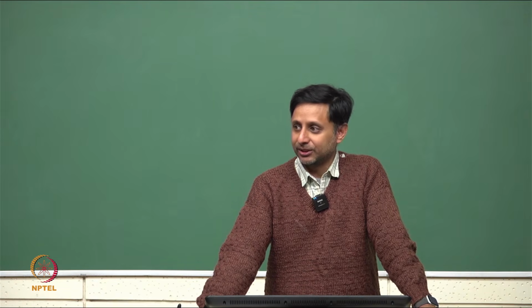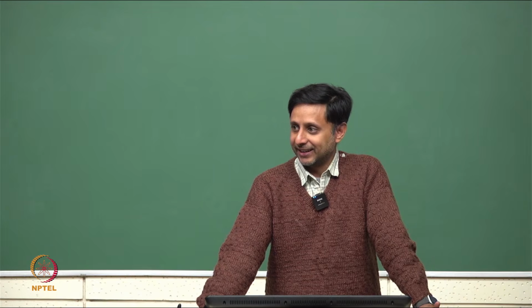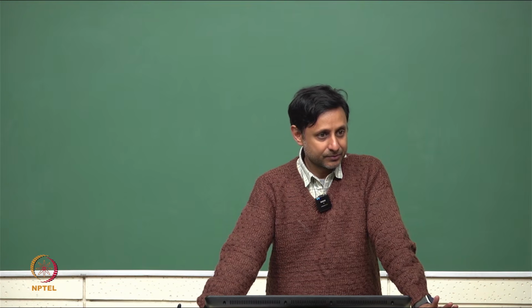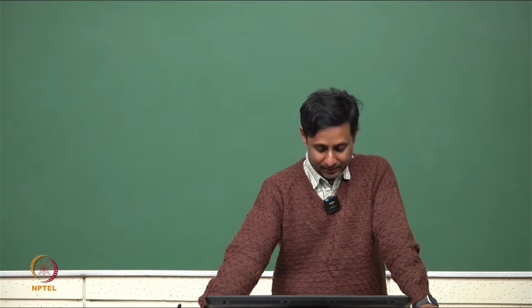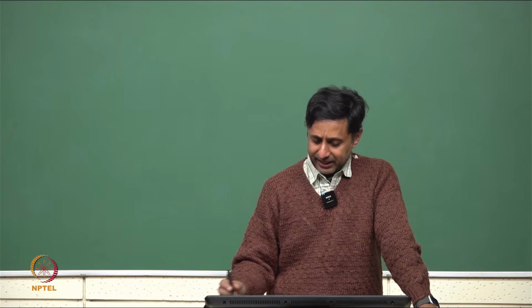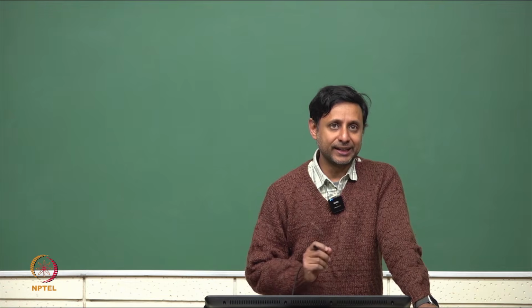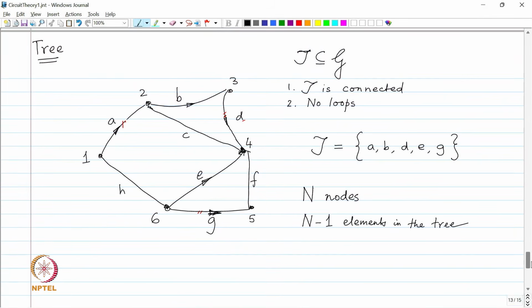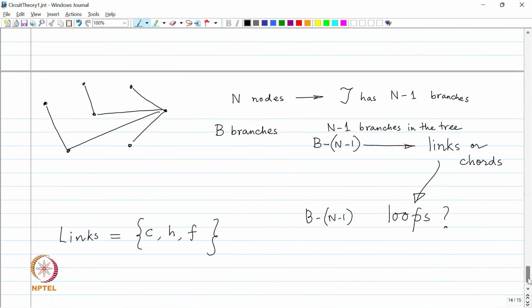Okay. Links union with tree forms the graph, and links union with tree intersection with tree is empty, fine. Okay, good. Now, each of the links forms a loop, all right. And some of you are saying there are only 3 loops in this, there are not 3 loops, there are many more loops.